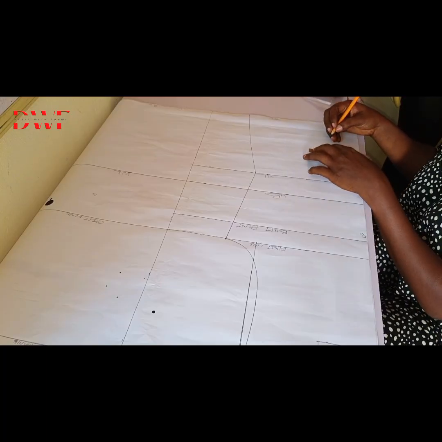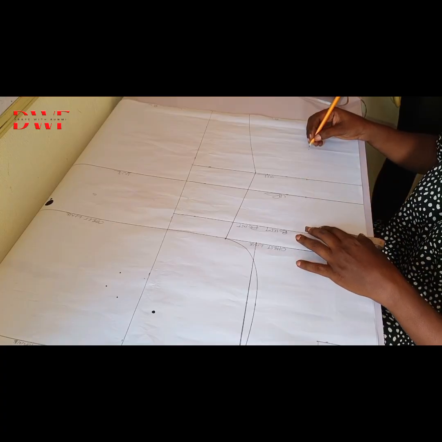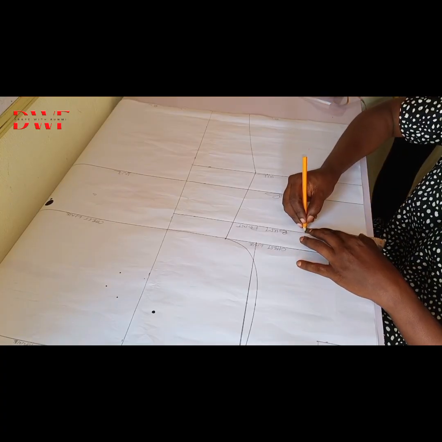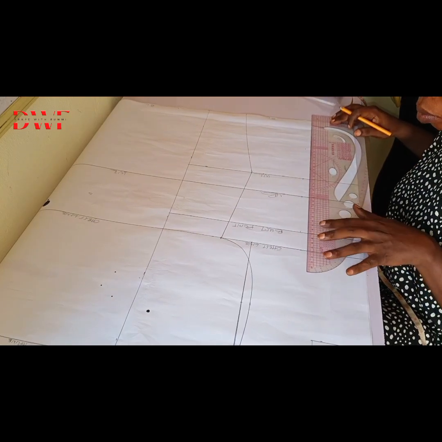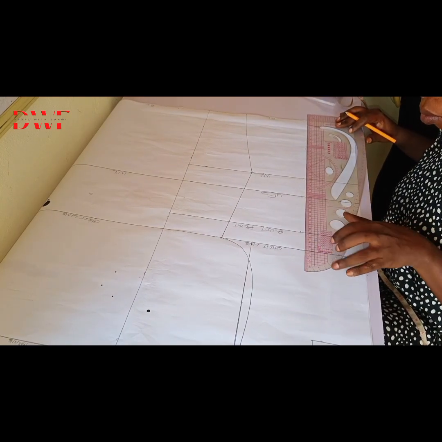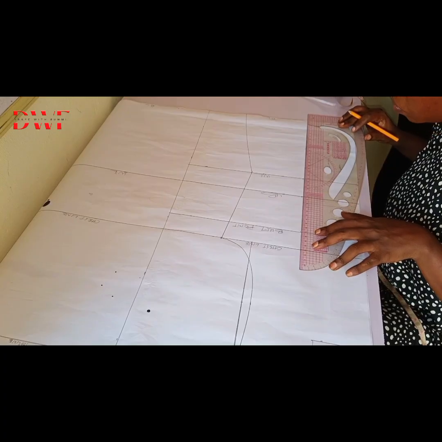So just go right ahead and measure your nipple to nipple measurement. I made a mistake the other time. So this is me measuring my nipple to nipple measurement right now. You measure it up to your bust point and pick up your ruler and draw down a straight line.